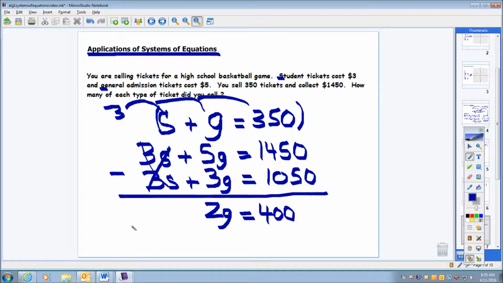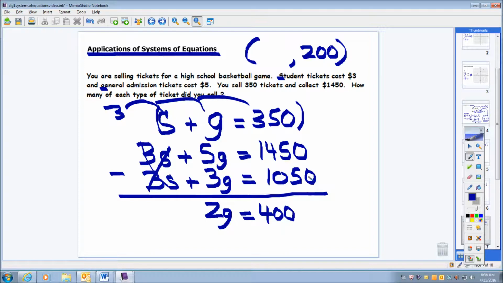Divide by 2, and that means we have sold 200 general admission. So number of student, number of general admission, we sold 200. The good thing about a word problem is all your answers are going to be positive and usually nice whole numbers. If you get 1.74, you can't sell 1.74 tickets, right?